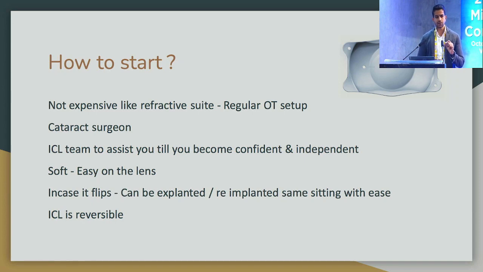The lens is extremely soft. It is very easy on the lens. Even if it does touch the lens capsule, it does not easily rupture the lens capsule. And in worst case scenarios, initially, we might be worried about the lens flipping or opening on the other side. Even if it does flip, the lens can be easily removed and re-implanted in the same setting. You don't really have to postpone the surgery. And ICL is a reversible surgery.